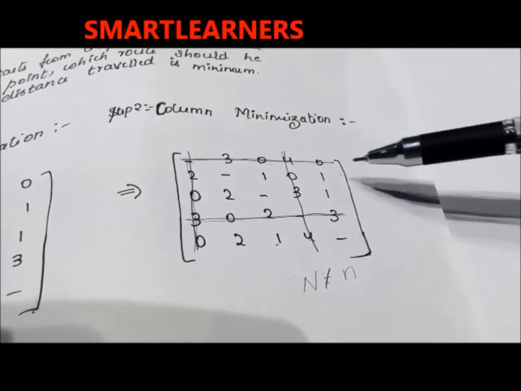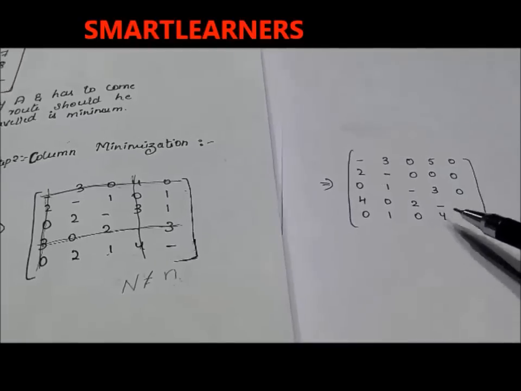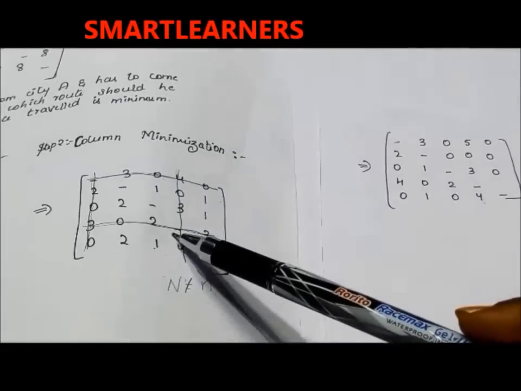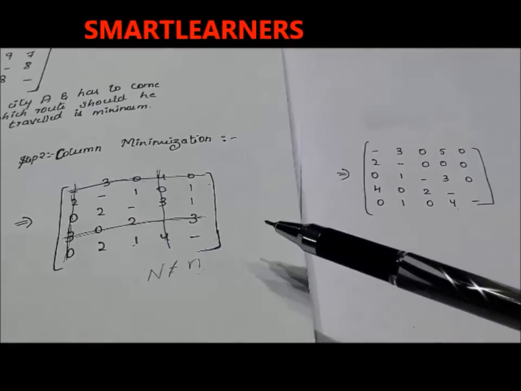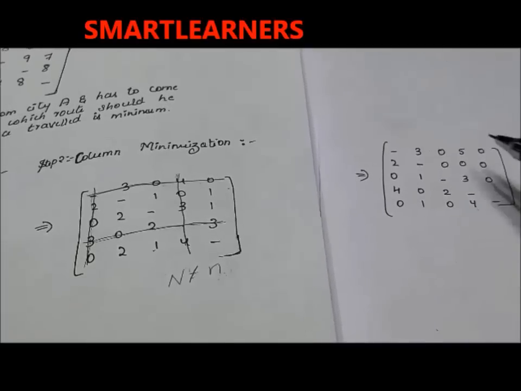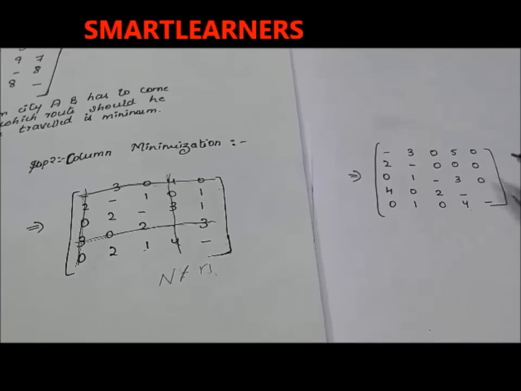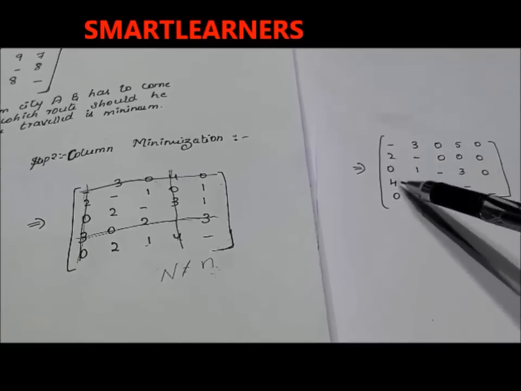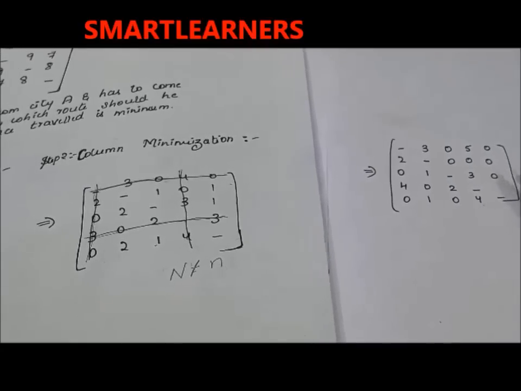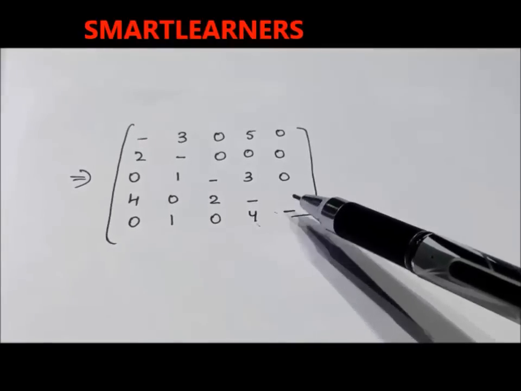So let's go ahead and write down the modification matrix. This is the matrix which we obtained from the previous column minimization matrix. Okay, what have we done? We have retained the elements covered by lines as they are, and uncovered elements have been subtracted by 1. This is the result of the modification step.